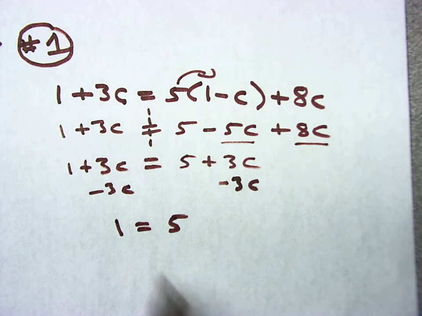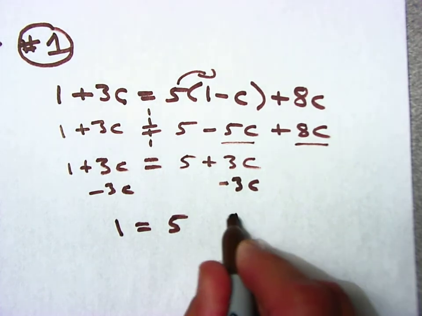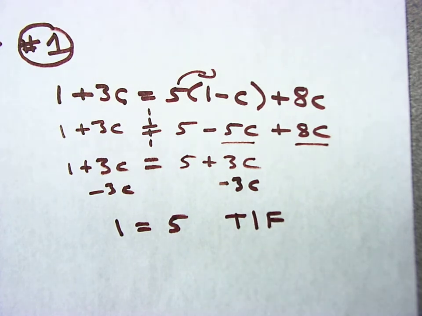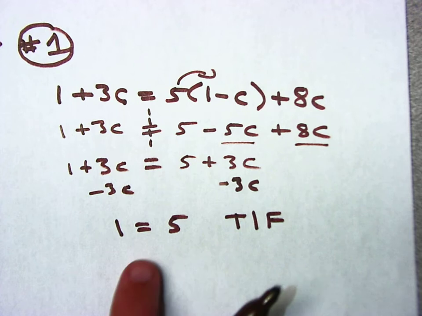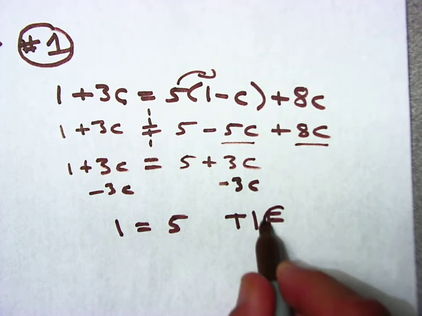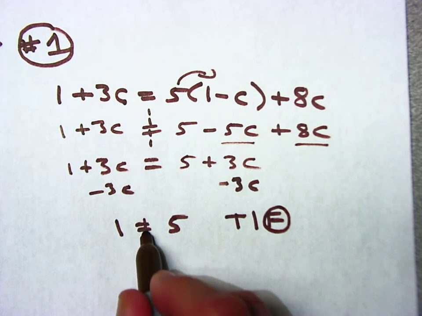Anytime you lose a variable, and only when you lose a variable, I want you to write true/false to the right of it. And then you just got to decide, is your leftovers true or your leftovers false? Well, 1 never equals 5. So this is a false statement. So you make this 1 does not equal 5.